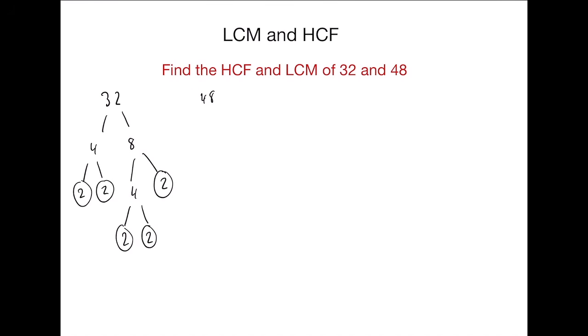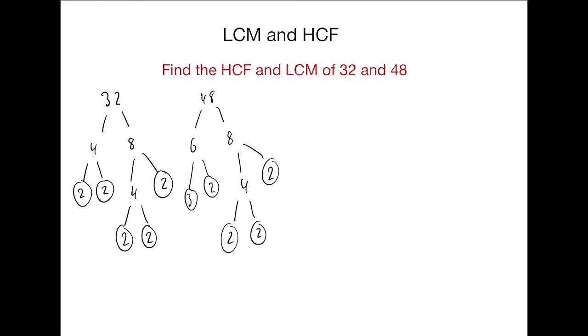I like to circle the prime numbers after, so here we just have a load of 2's. Next we do exactly the same but for 48. We have 6 and 8, 3 and 2, again circling those. 8 is going to become 4 and 2, we circle the 2, and 4, we have 2 and 2. What we would then do, as an optional step, you can write it as the product of prime factors.